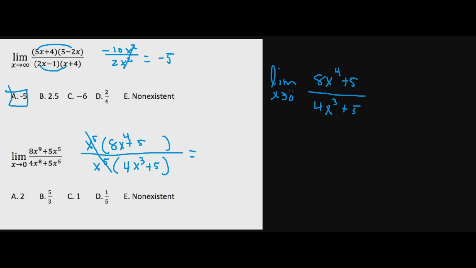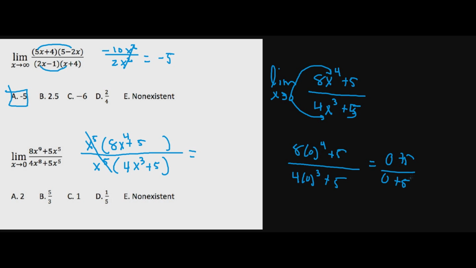Well, we're not asking for the end behavior because I'm asking you for an actual value, so just plug in 0. Now that it's fully factored, I can just plug in 0 into my equation. We're going to get 8 times 0 to the 4th plus 5, all divided by 4 times 0 to the 3rd plus 5. Well, I'm going to get 0 plus 5 over 0 plus 5, and I get 5 over 5, which is 1. So my C is going to be the correct answer, which is 1.